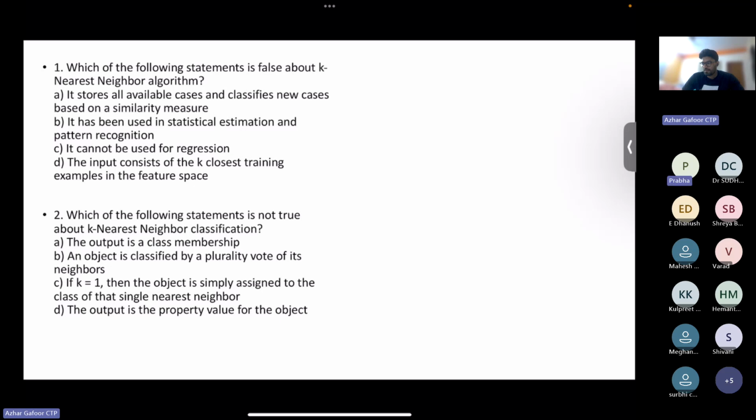Yes, it has been used in statistical estimation and pattern recognition. The first one is true, it stores all the cases. The input consists of the k closest training examples in the feature space, this is true. So what about the third one? It says it cannot be used for regression.